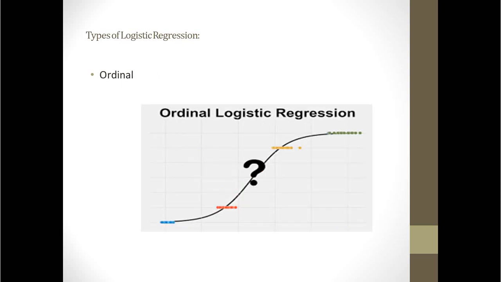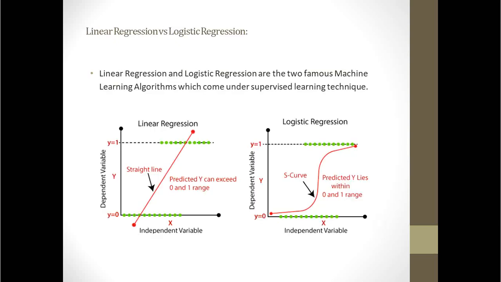The third type is ordinal. Ordinal logistic regression is also a kind of classification, but the dependent variable can have 3 or more possible ordered types, or types having a quantitative significance. For example, these variables may represent poor, good, very good, excellent, and each category can have scores like 0, 1, 2, 3.